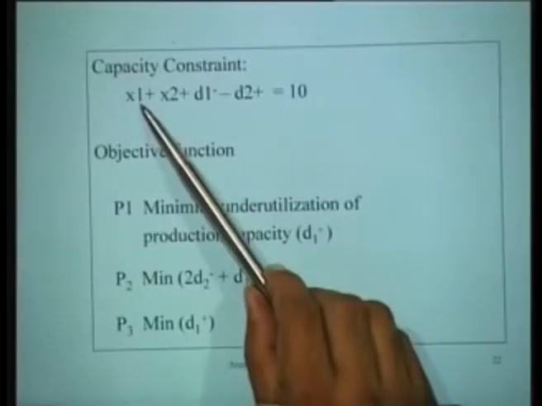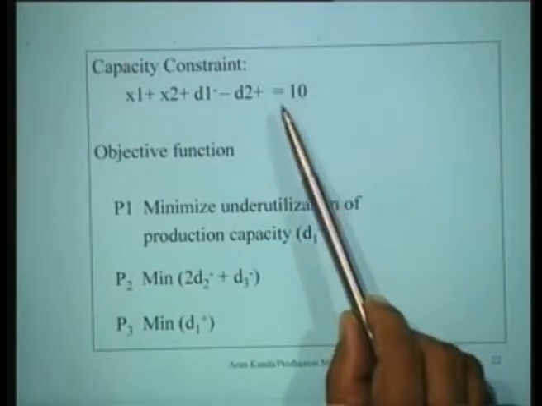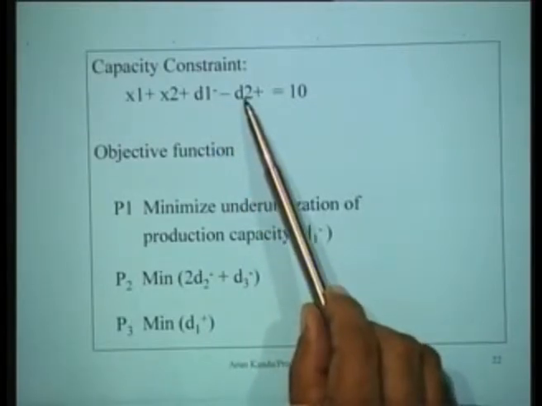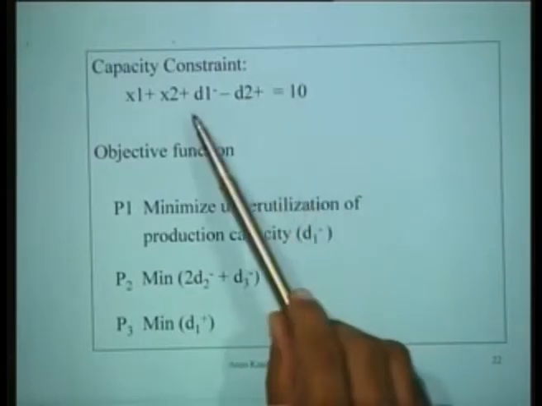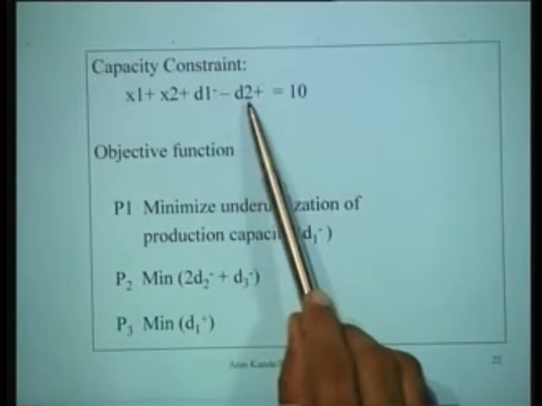And what we can then do is, we have a capacity constraint, and the capacity constraint reads like this: x1 plus x2 must be generally equal to 10, but we could be producing less than 10, in which case this variable will come into operation, or we could be producing more than 10, in which case this variable would come into operation. So, since we can operate anywhere, we can have both these variables coming into play.